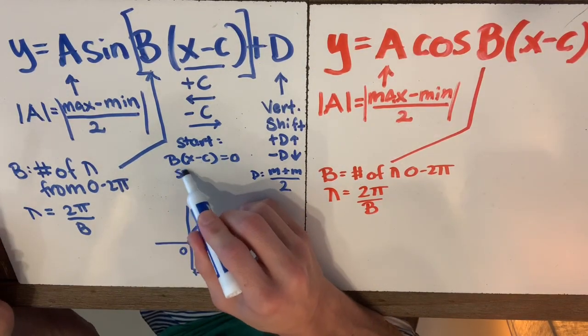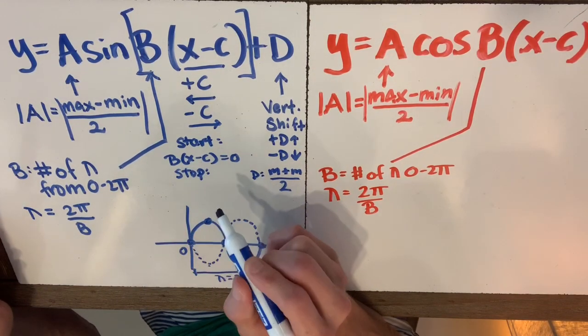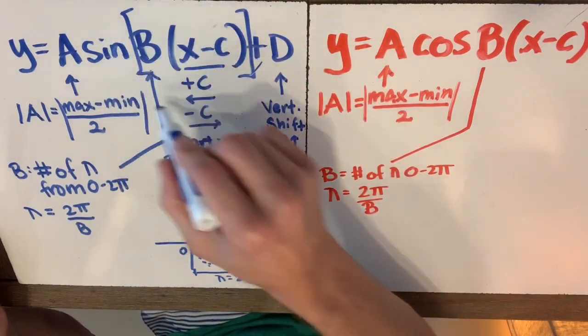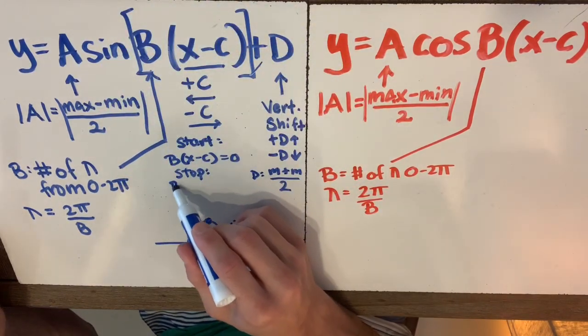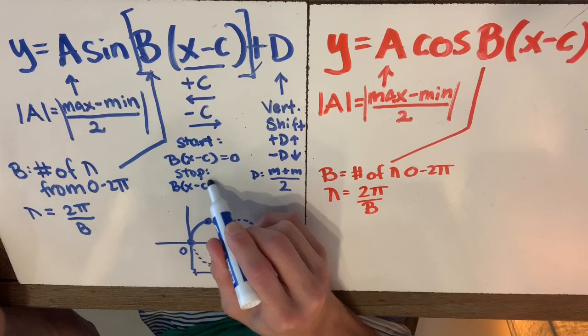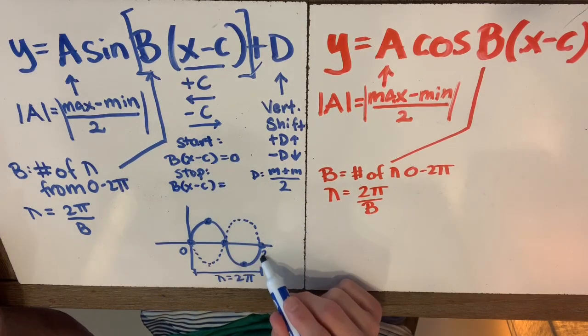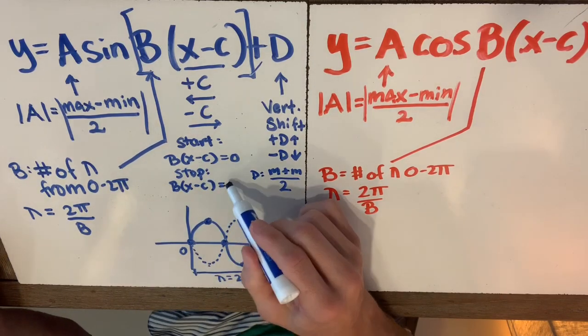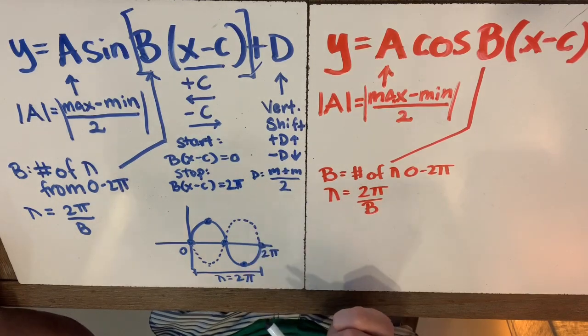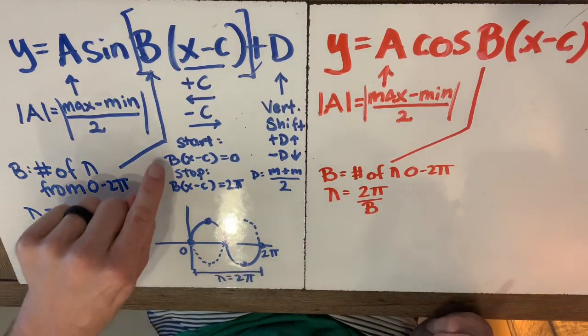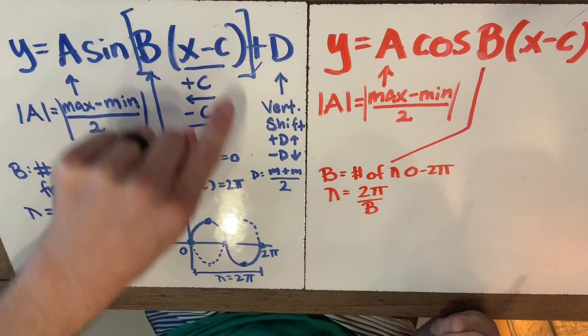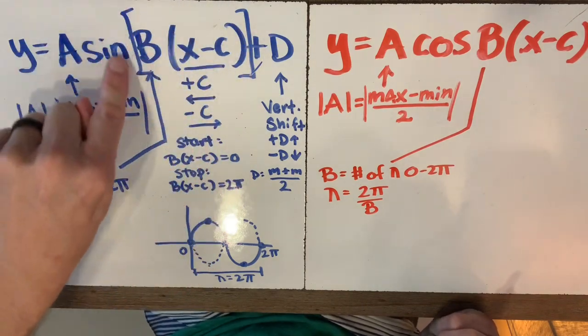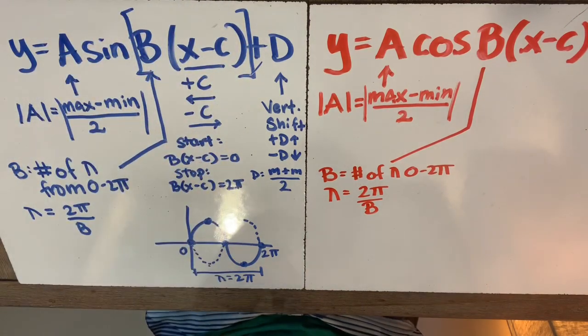Where do I stop this sine function? You guessed it. I take whatever is the argument of the sine, b times x minus c, and I set it equal to? Where does the parent function stop? 2 pi. So we'll see how that's done later. But that's the mechanics of it. Start: take this whole thing, set it equal to 0. Stop: take this whole thing, set it equal to 2 pi.